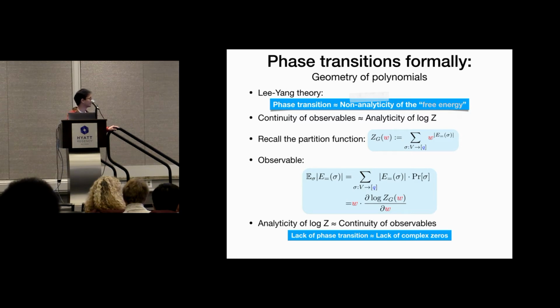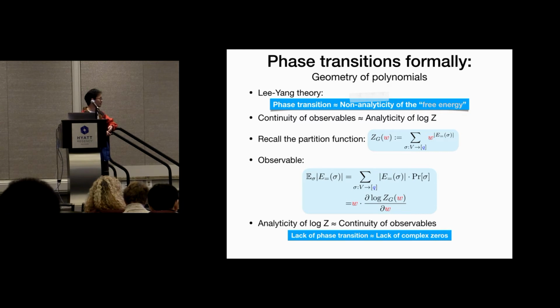And it turns out that many macroscopic observables can be written as some quantity related to the derivative of the log of the partition function. So this is an example. Imagine that you sample a configuration according to the Gibbs distribution. Now, how many monochromatic edges do we expect to see? So this is the average number of monochromatic edges. This is a macroscopic observable.